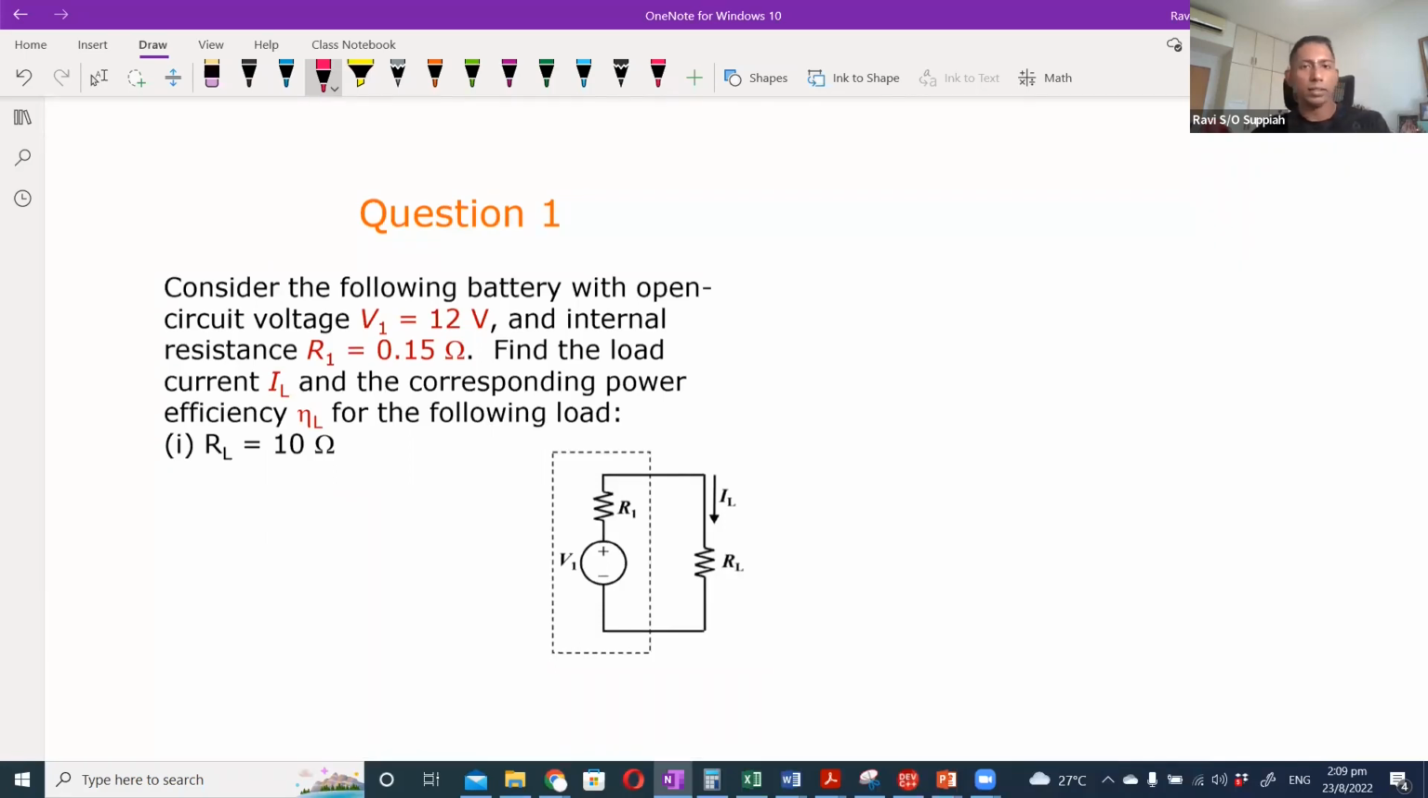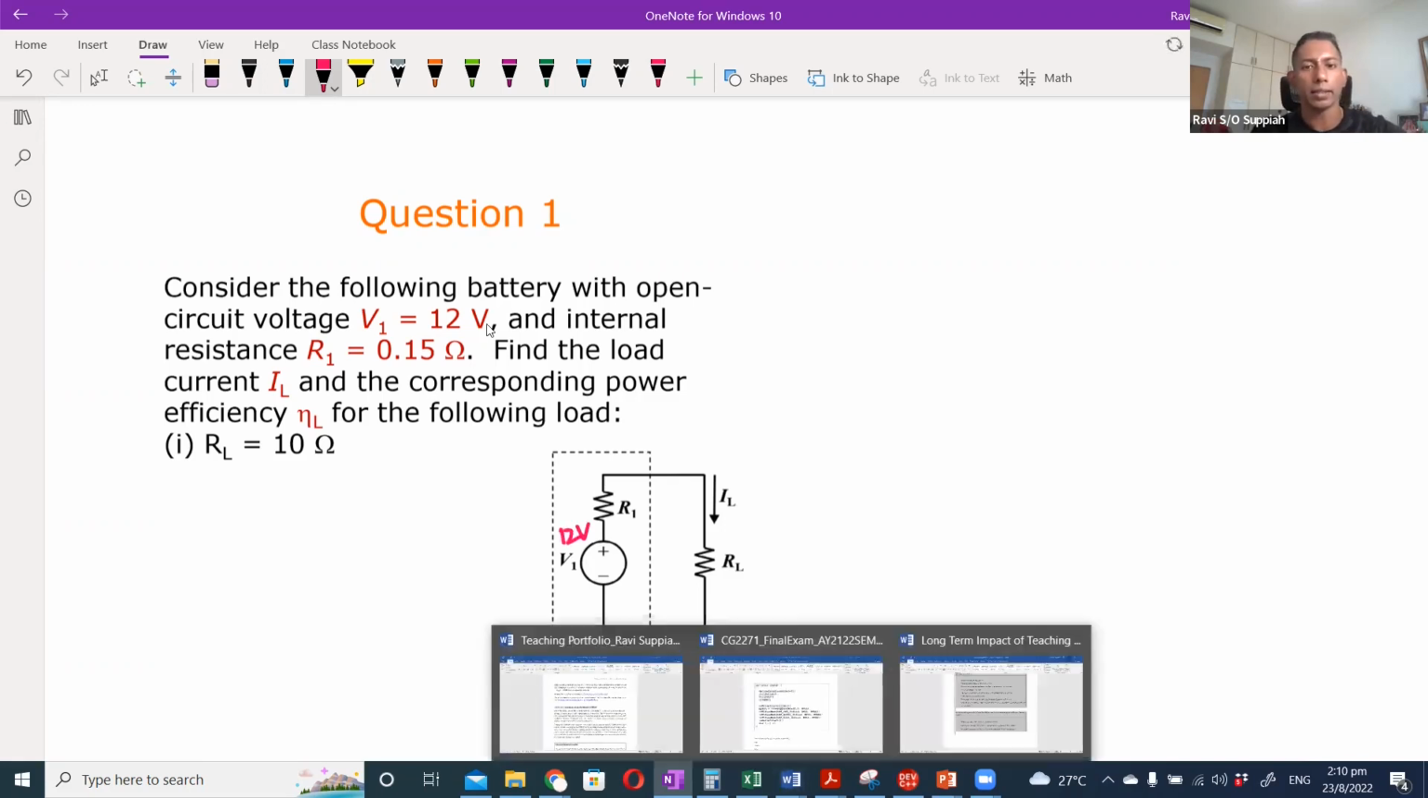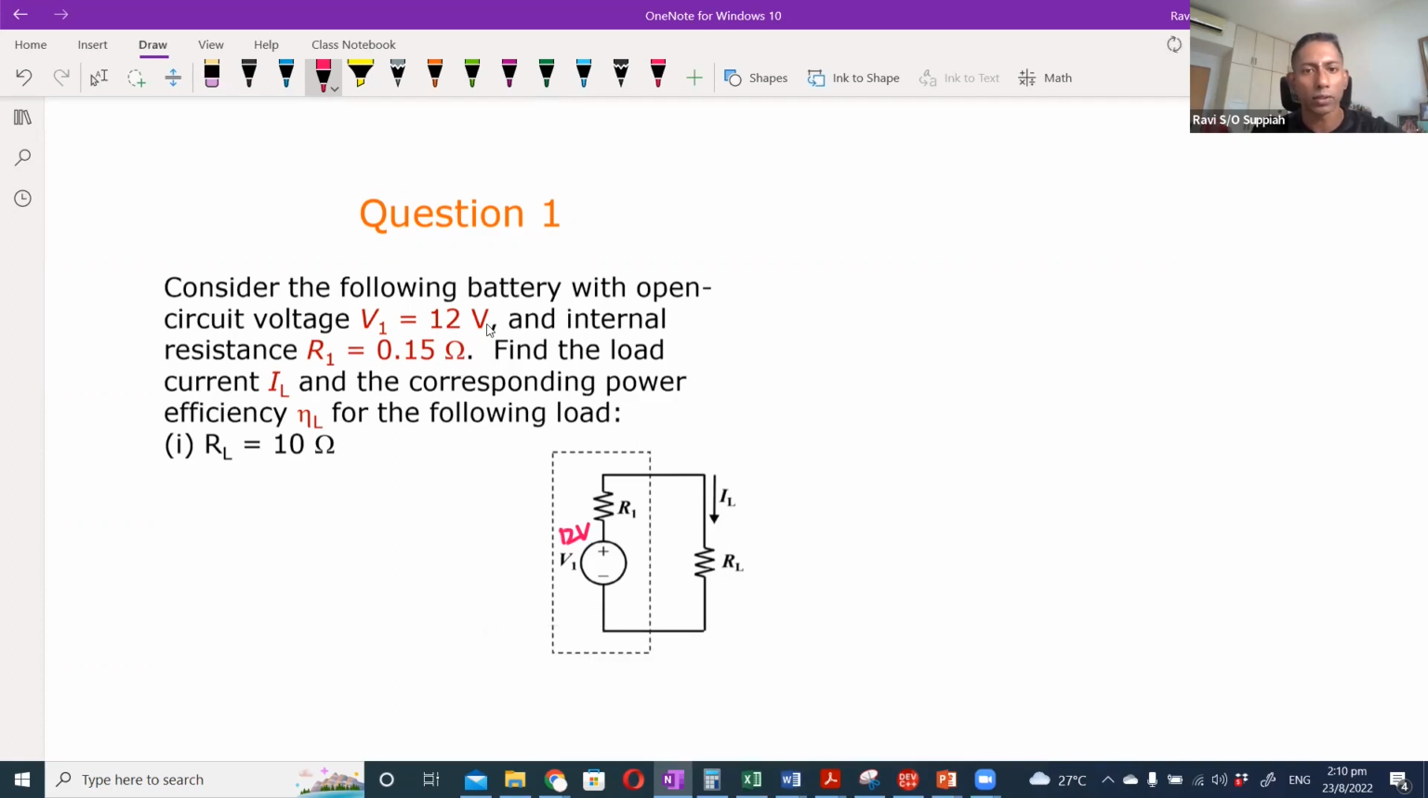Okay, so let's look at the first question. We have a battery with an internal voltage of 12 volts, and internal resistance R1 of 0.15 ohm. Find the load current and the corresponding power for the load if your RL is 10 ohm.